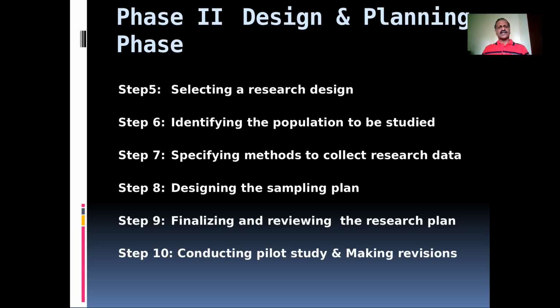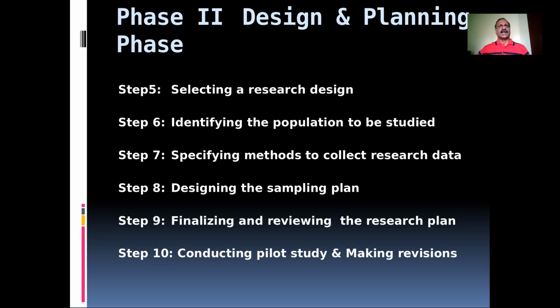Now you can see that there are more steps in phase 2, the design and planning phase. More activities are done under this particular phase. So this is the most tedious phase, which involves a lot of planning, a lot of consultation, a lot of reading, etc. So in step 5 we will see selecting a research design.